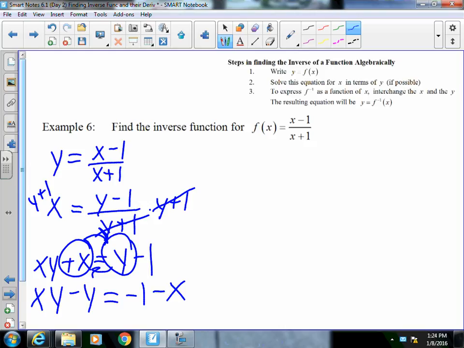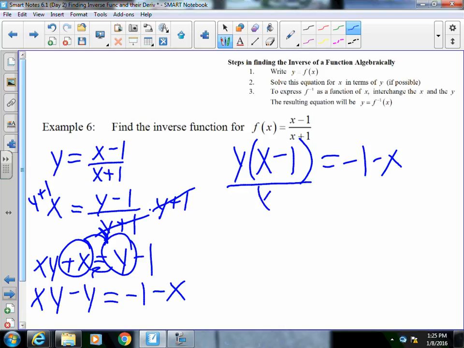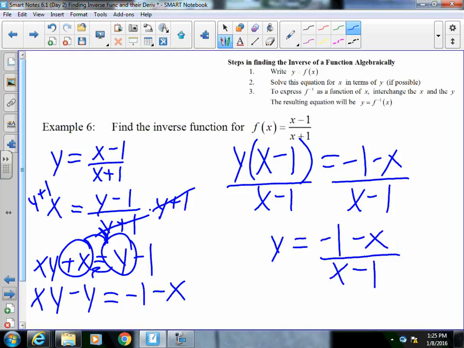Now, how do I get 1y if I have more than 1? Well, I can pull it out. If I pull it out, I'm left with an x minus 1. And on the right, I still have my negative 1 minus x. How do I get y by itself now? Divide by x minus 1, and then y equals negative 1 minus x over x minus 1.